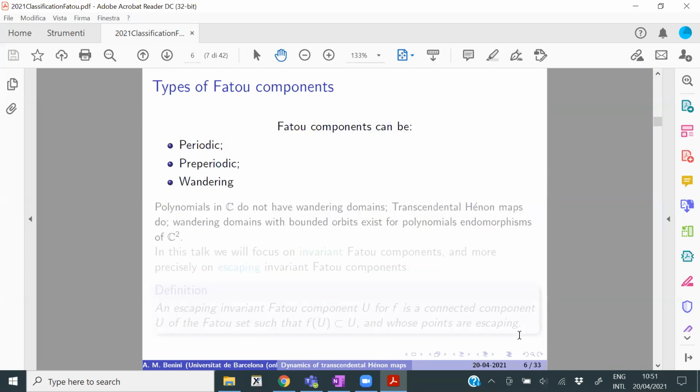What types of Fatou components can you have? We talked about it yesterday. They can be periodic, pre-periodic, or wandering. So, long story about wandering domains. In C, polynomials do not have wandering domains. In C^2, they do have wandering domains.